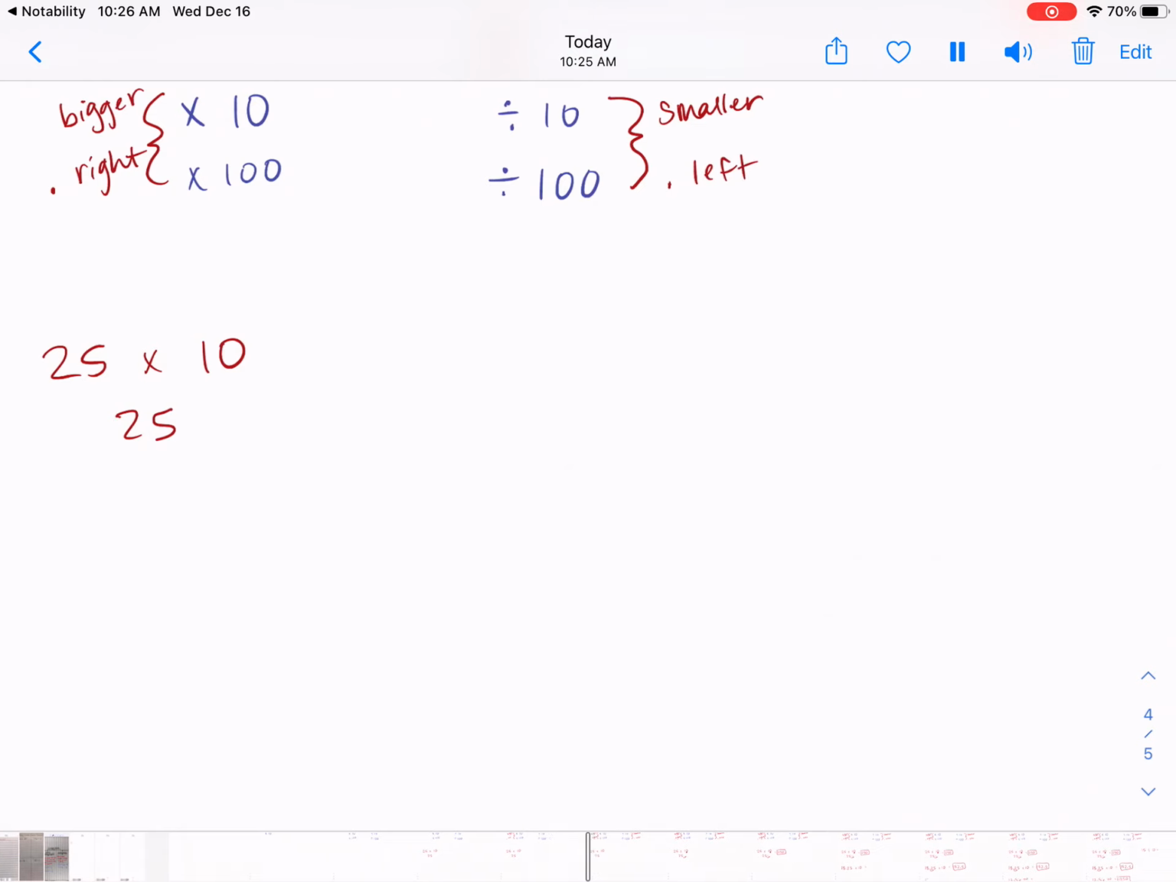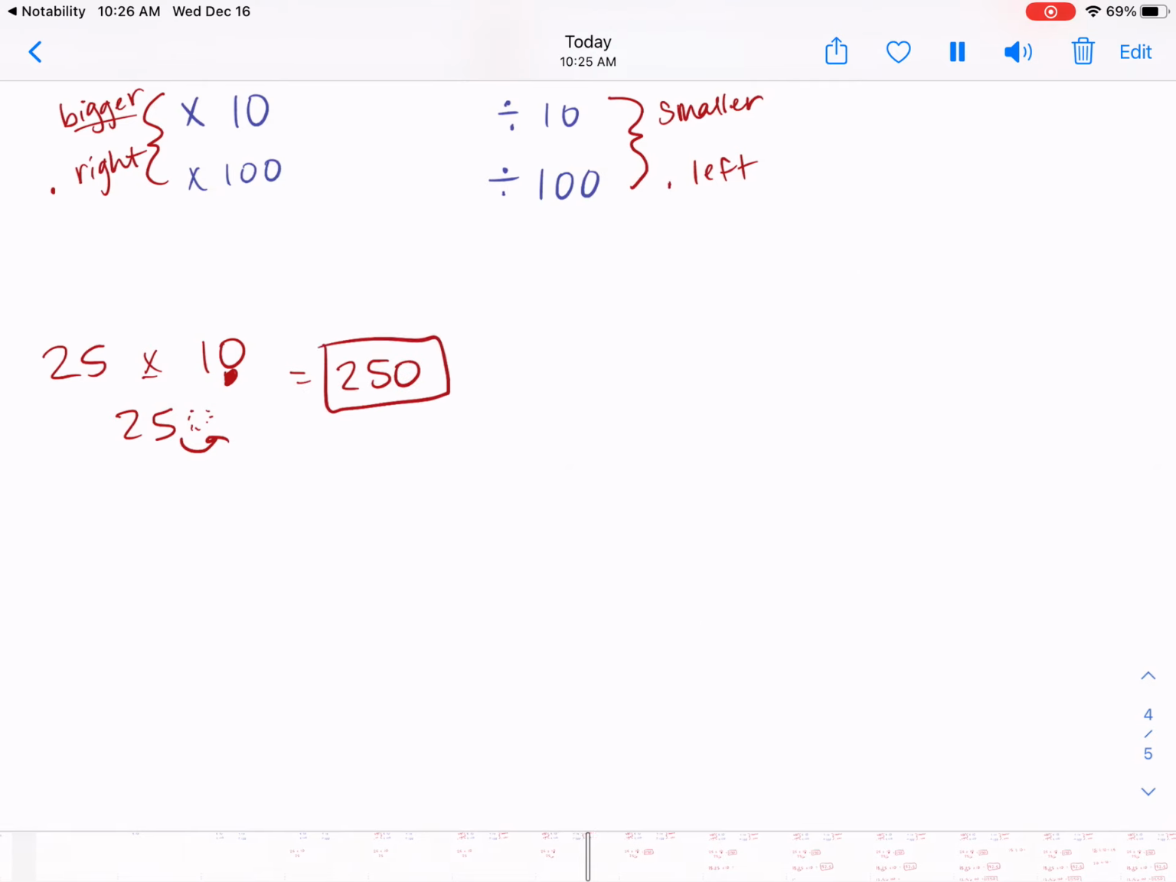Okay, so this time I'm multiplying, that means I want it to get bigger. I'm going to take my decimal and move it one space to the right. That 1 0 right there tells me I'm going to move it one space to the right. So I go one space over to the right. I have to fill in an invisible 0. So my answer is 250. Now you guys probably are like, yeah, duh. Whenever you multiply by 10, you just add in a 0 at the end.